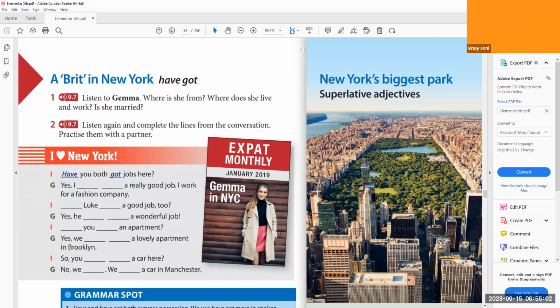Wow, nice place to work. So where do you live? Have you got an apartment? Yes, we've got a lovely apartment in Brooklyn. We take the subway to work. So you haven't got a car here? No, we haven't. We had a car in Manchester, but here we go everywhere on public transport. It's much easier. The traffic's terrible in New York. I know. Well, thanks for answering my questions. Have a nice day.